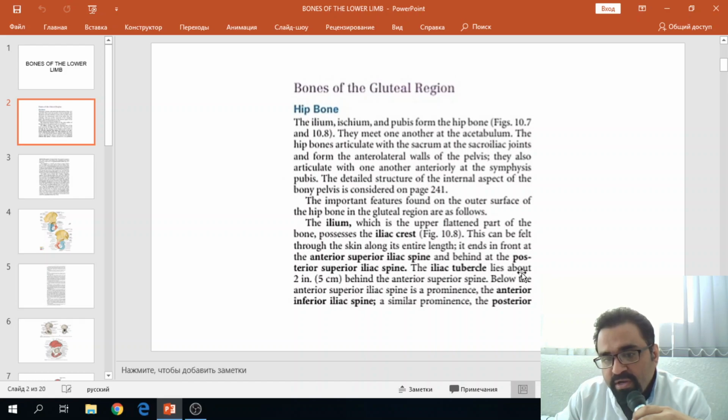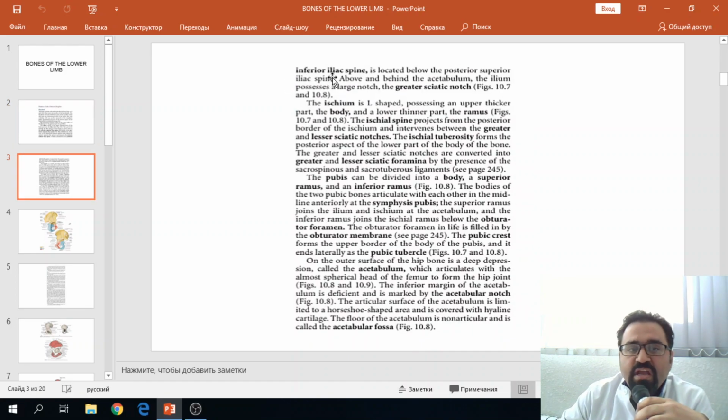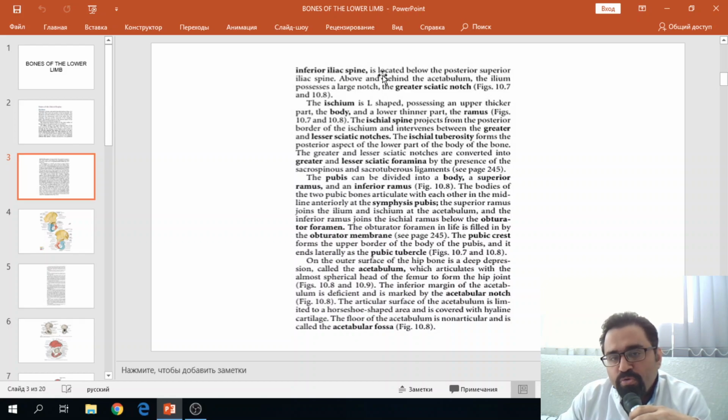Then the iliac tubercle lies about 2 inches, 5 centimeters, behind the anterior superior iliac spine. Below the anterior superior iliac spine is a prominence, the anterior inferior iliac spine. A similar prominence on the posterior aspect is the posterior inferior iliac spine. So we have four spines on the ilium: anterior superior, anterior inferior, posterior superior, and posterior inferior.